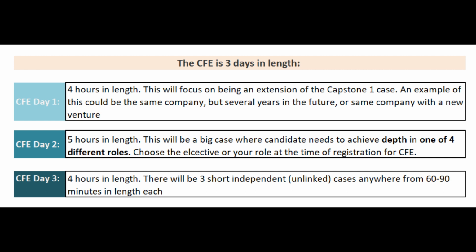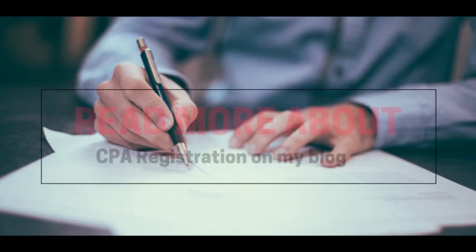This is how the 3 days of CFE will look like. First day will be 4 hours in length. Second day will be a 5 hours exam where depth is required in financial reporting, management accounting, and one elective, which could be any of the 4 different roles like performance management, assurance, finance, and taxation. Remember, when you choose this elective, be sure whether you want to go for CPA practice in future or not. For that, you need to have studied FR and assurance. And the final day of CFE is a 4 hours long exam with 3 different cases to be solved within that time frame.